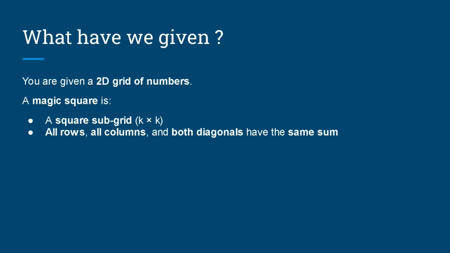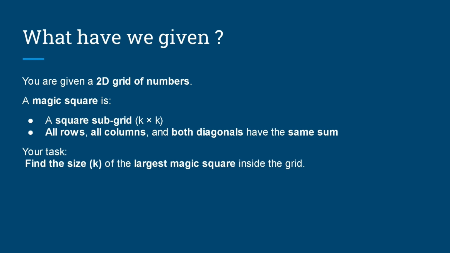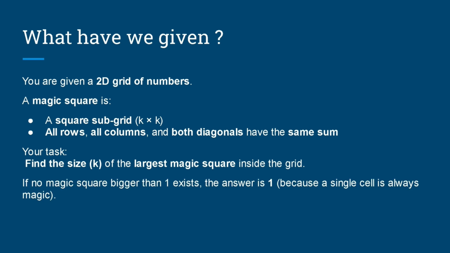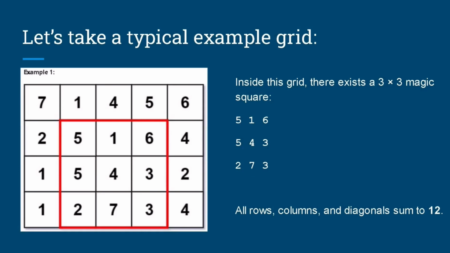Now we have been given a grid. What is a magic square, we have already talked about, and what is our task? If there is no magic square, we have to return 1, because there is always an answer of 1.